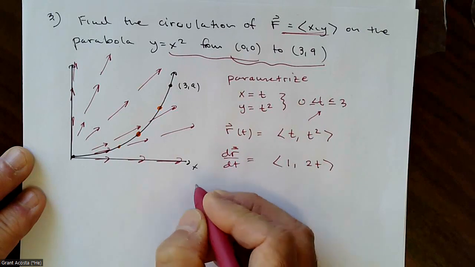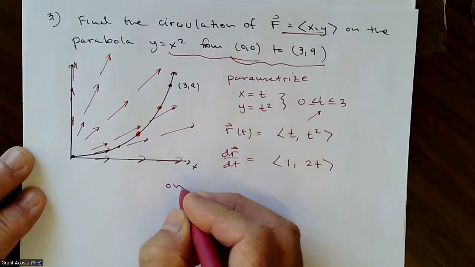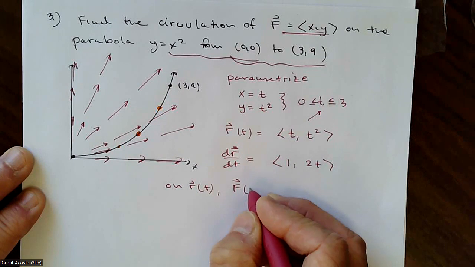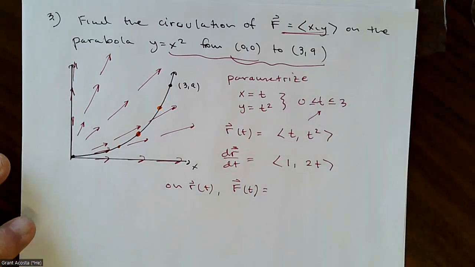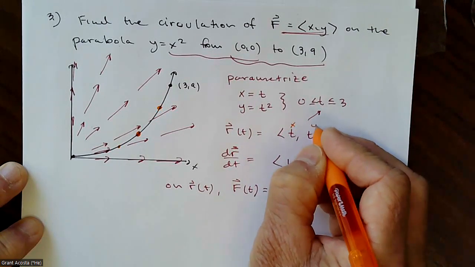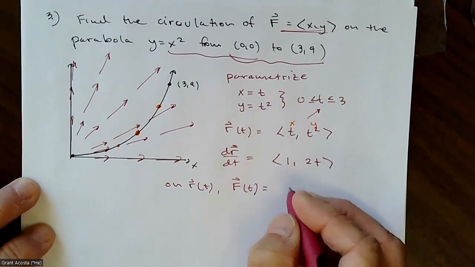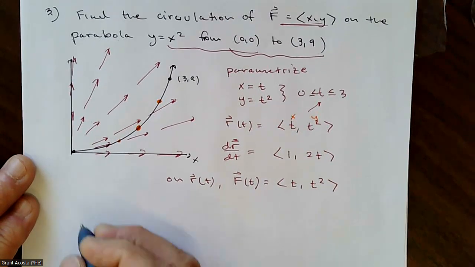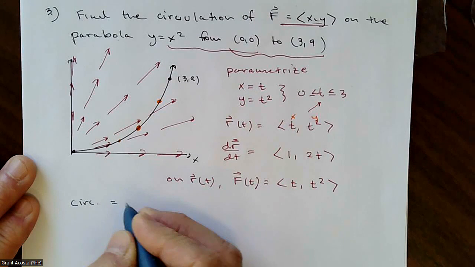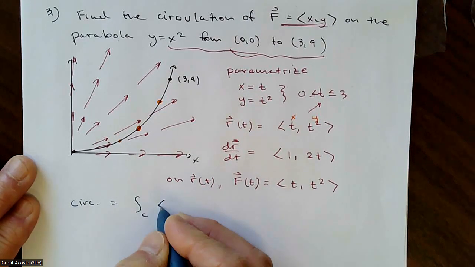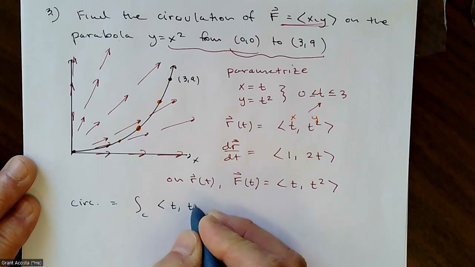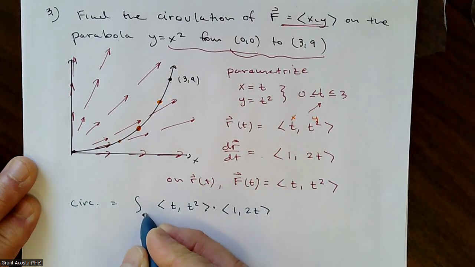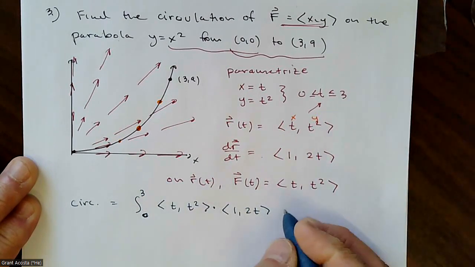And then also remember that on my curve, on r of t, my field will be a function of t as well. This is x, this is y. So if my field is (x, y), it's just going to be the field (t, t squared). So my circulation is the line integral of (t, t squared) dotted with dr (1, 2t), and that's going to go from, I'll put limits on this, t equals 0 to 3 because that's how we parameterized our parabola.